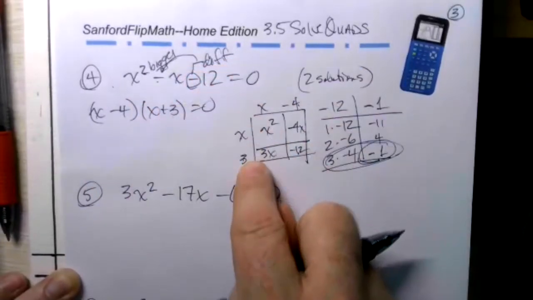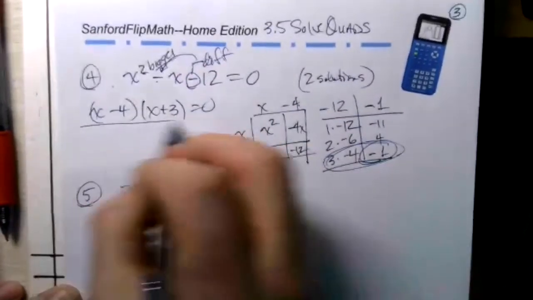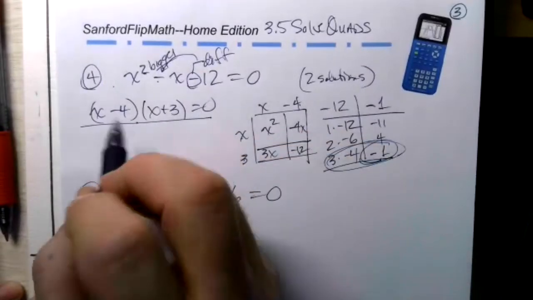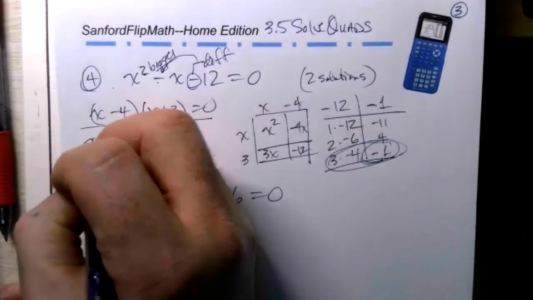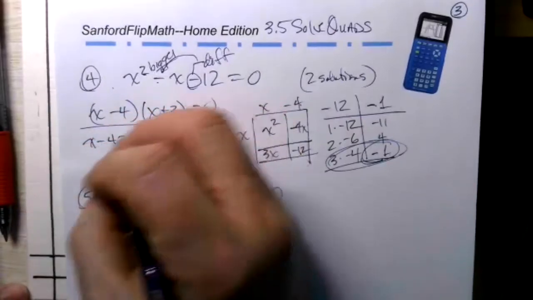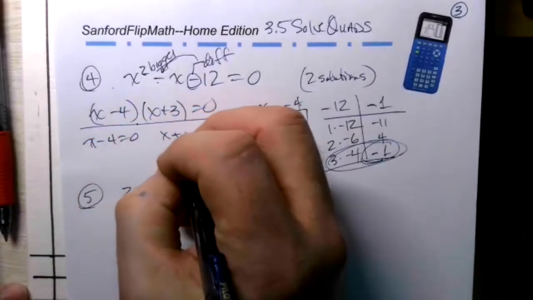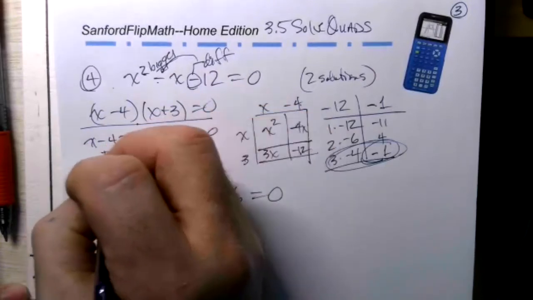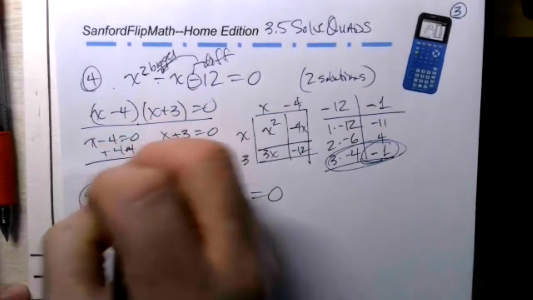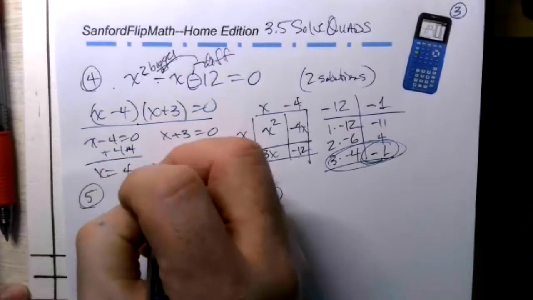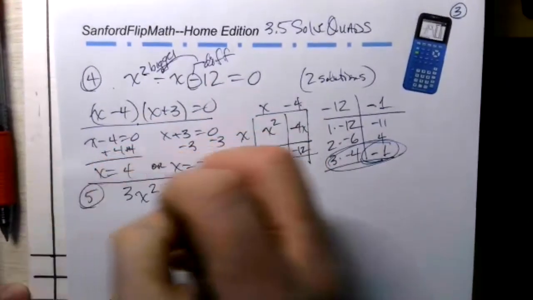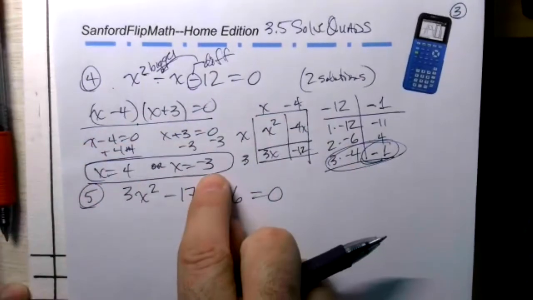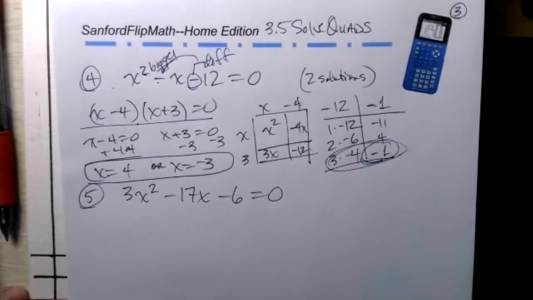Okay, so based on those dimensions of the box, this is the factoring that we've been doing now for weeks. Now we can use this to solve this equation. So set each factor equal to 0. You're going to say that this factor could have been 0, or this factor could have been 0. Add 4. So x equals 4, or x equals -3. Okay, so those are the two solutions for this one.